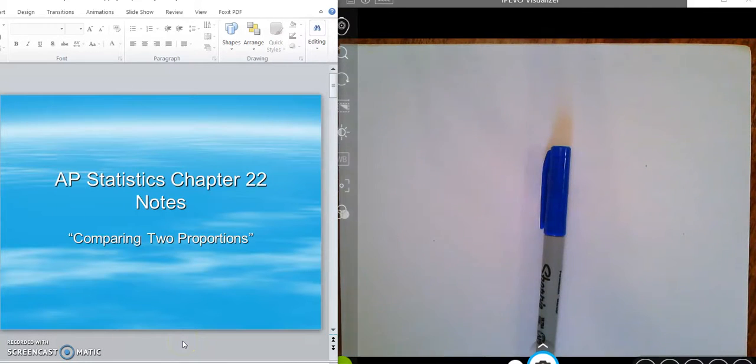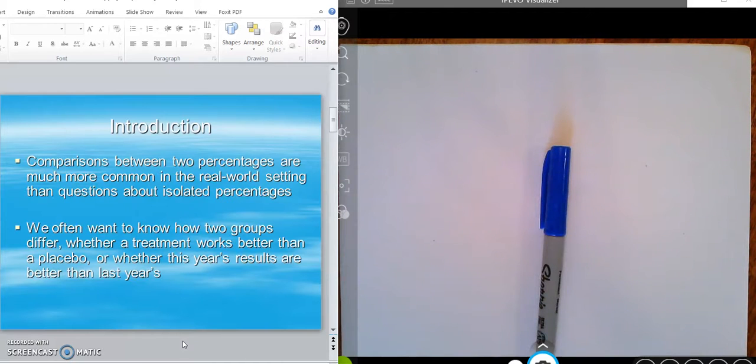Hey guys, we are doing chapter 22 today. This is the last chapter in Unit 5, so this will sum it up and you'll be able to do study guide and portfolio and all that good stuff. Chapter 22 is on comparing two proportions.